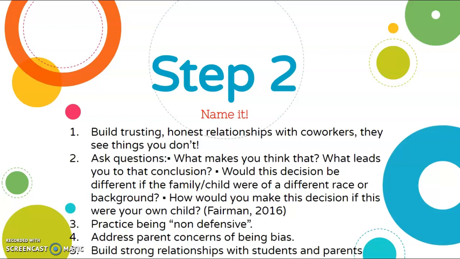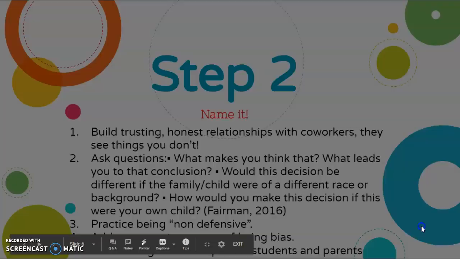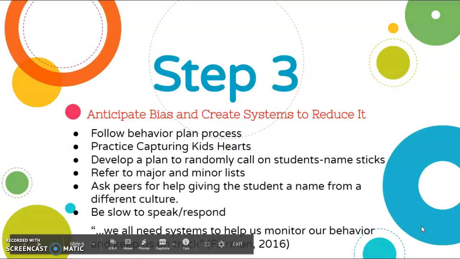The next is to address parents' concerns if you see that they are thinking that there might be bias, whether it's the color of their child's skin or the socioeconomic or their ability. Ease that for them and say statements like, you may be thinking we are being biased against your child. Let me reassure you that is not the case. We just want to do what's absolutely best for your child. Opening up that dialogue in order to build those strong relationships with our parents and our students.